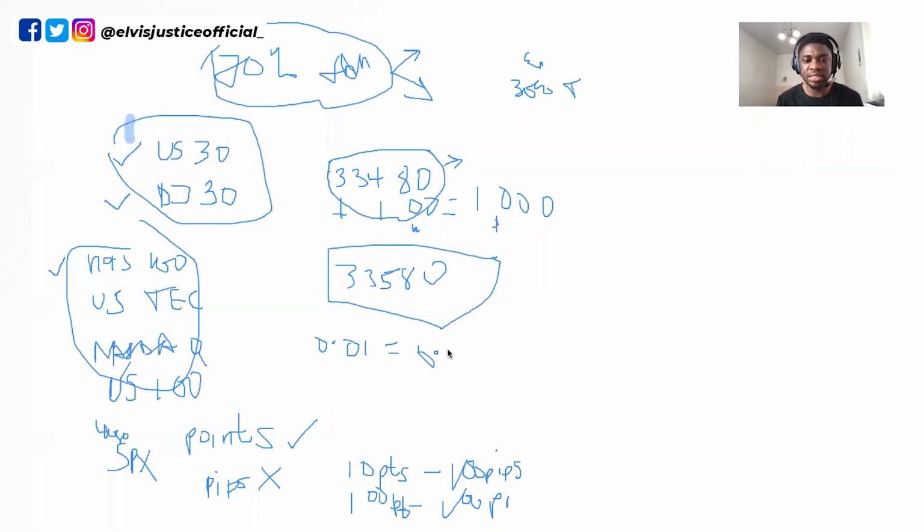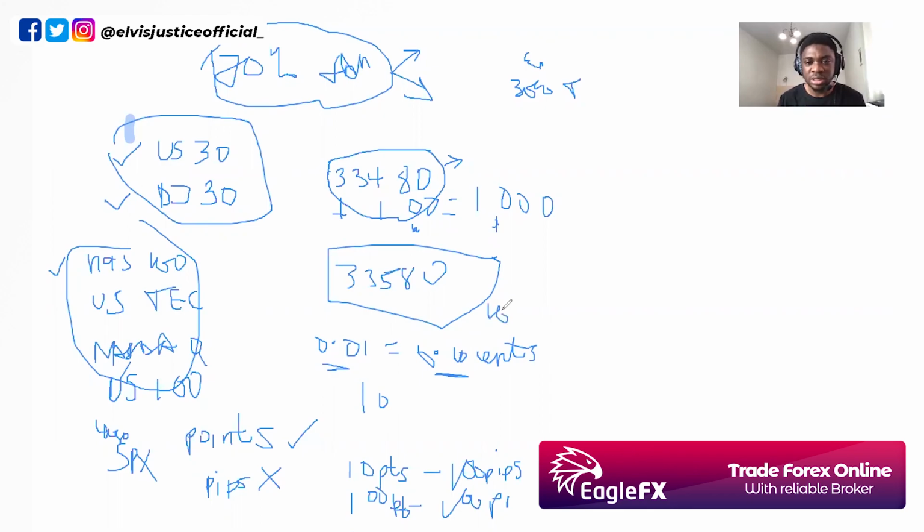0.10 cents per pip, right? When you do this calculation, you're going to get $100 if you're using 0.01 lot size. 0.01 lot size moves 10 cents. So if it goes 100 points, you're going to be making $100.